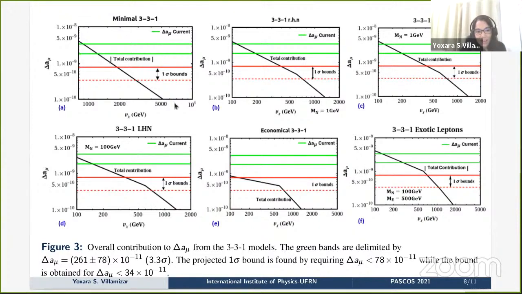You can see the black line here in all plots that corresponds to the total contribution to g-2. In this way, we obtain the contribution of the scalar fields and gauge bosons in a loop with the lepton particles, and obtain the total contribution of each model to the g-2. The green bands here correspond to the current discrepancies, the up or down, and the red bands are the projected discrepancies taken in our work, approximately 5 sigma.